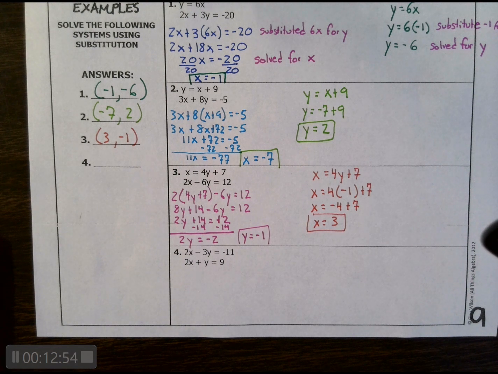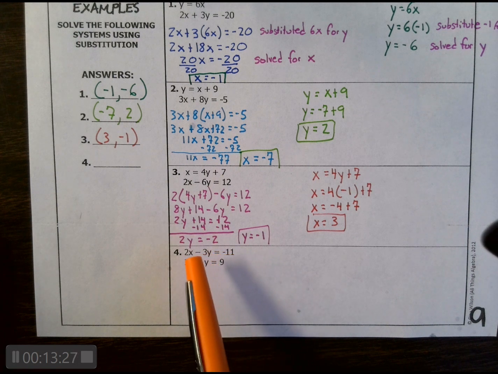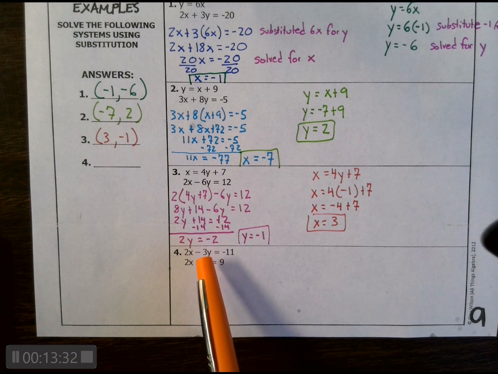Alright, so now let's take a look at number 4. Do we have an x equals? No. Do we have a y equals? No. Okay, so when you don't have either x or y equals, we have to rearrange one of our equations. So I'm going to give you a helpful hint. If you do not have a number in front of one of your variables, so do you see there's that 2 in front of x and this negative 3 in front of y?